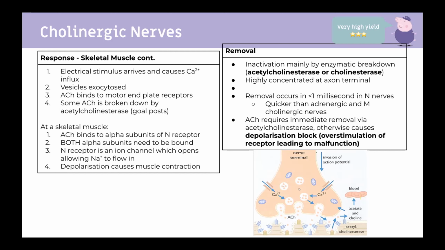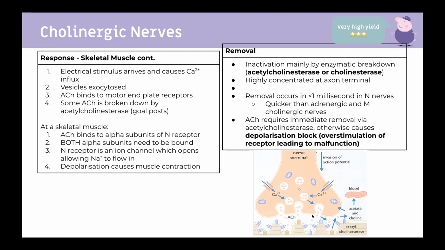Okay, so we call these acetylcholinesterases, or just cholinesterases. There are lots of those enzymes in the axon terminal so that they can break down the acetylcholine really quickly. The reason you need this really fast removal or breakdown of acetylcholine is because if it stays in the nerve terminal, in the synapse, for too long, it's going to repeatedly trigger those nicotinic receptors on your skeletal muscle.